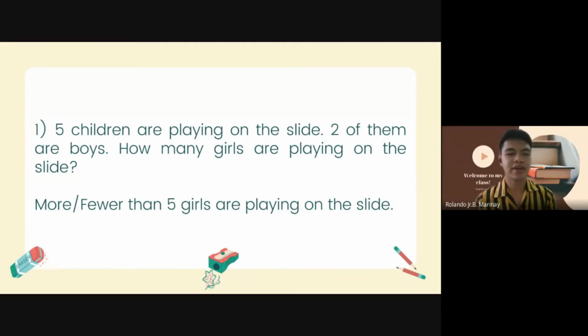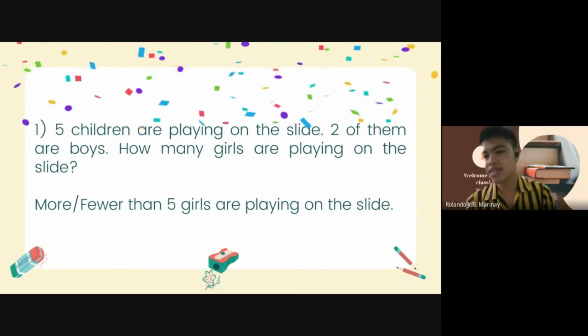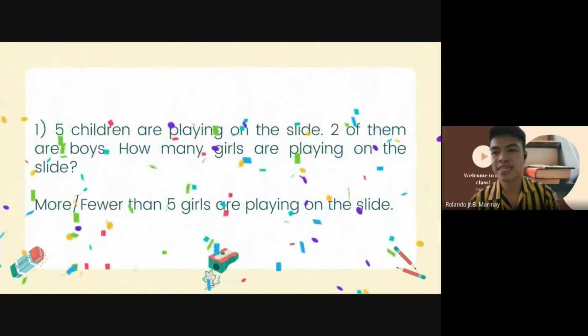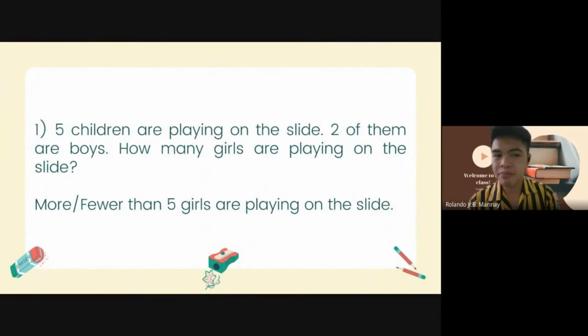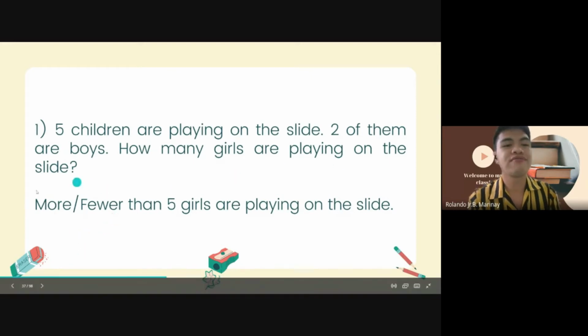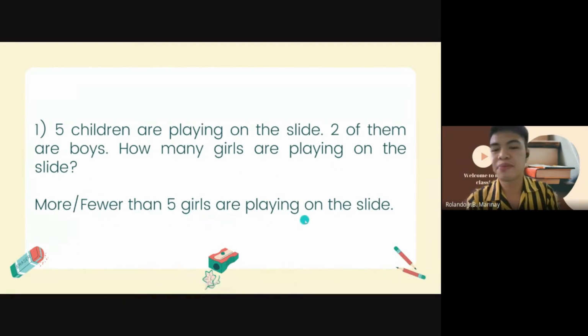Very good. So there are 5 children playing on the slide, and 2 of them are boys. So the question is, how many girls are playing on the slide? What do you think is the answer? 3. Some of you are very fast in mathematics. But the question is, are there more or fewer than 5 girls playing on the slide? Is it more than 5 or fewer than 5?